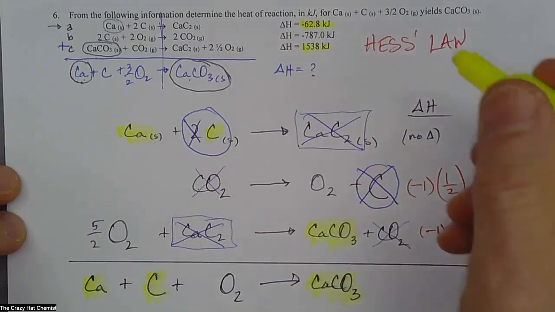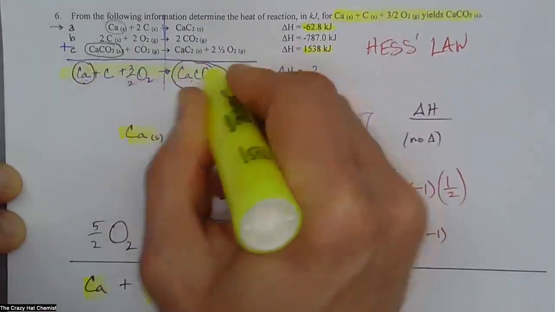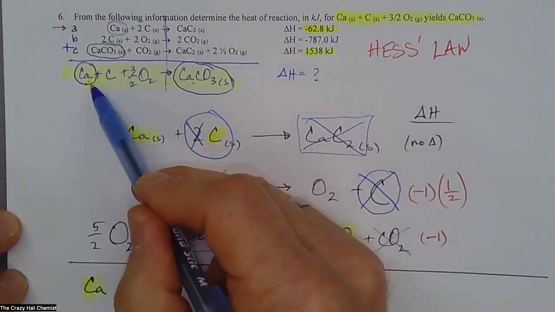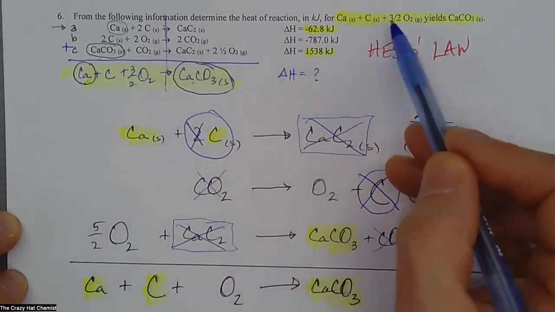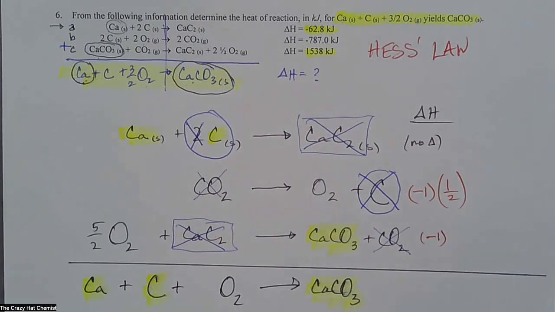Because ultimately I am trying to get this equation. This is what I'm trying to get right there. They are the same thing, right? Calcium, calcium, 1 carbon, 1 carbon, 3/2 oxygen, 3/2 oxygen, and 1 calcium carbonate on the product side. I'm trying to get that. So I need 3/2 over here. How do I get that?